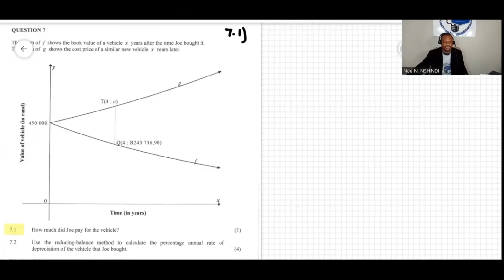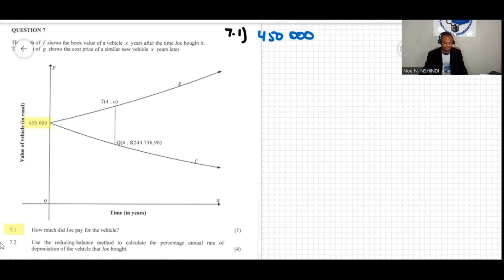Well, the question says here, the graph of F shows the book value of a vehicle X years after the time Joe bought it. The graph of G shows the cost price of a similar new vehicle X years later. Now, 7.1 says, how much did Joe pay for the vehicle? Joe did pay 50,000 for the vehicle, okay? This amount, the initial amount.